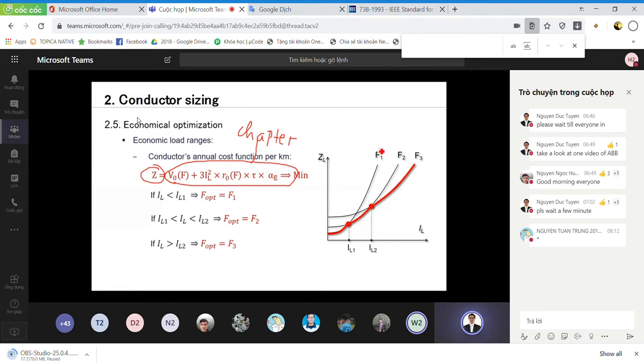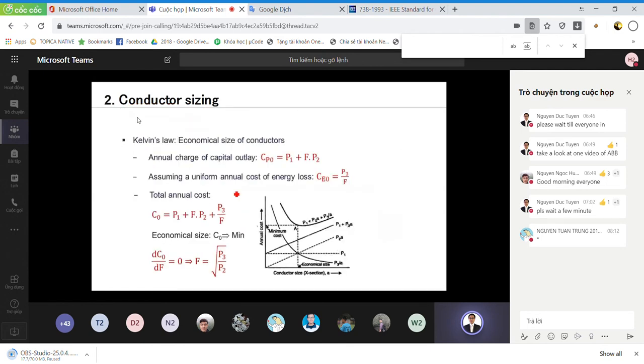So we decide that if the current flow is in this range, we should use this size. If the current flow into the conductor is in between these points, we should select this one. And if it's higher than this point, you can select this one. It cannot select this one in this part, because of the code selection. So this is called economical optimization in order to select the size of the conductor.